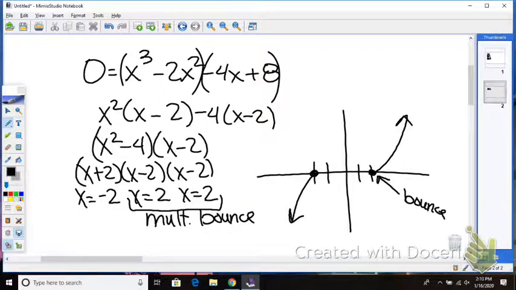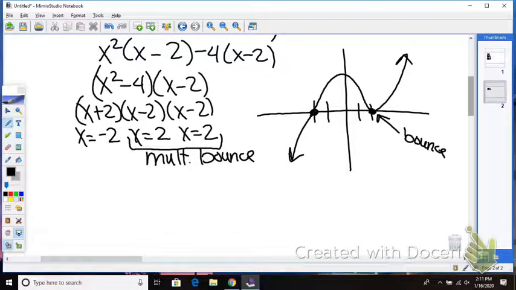I have x equals 2 twice. So what happens with this graph is it looks something like this, and it comes down, and it bounces off and goes back up. So anytime you have a multiplicity of 2, you're not going to go through that x-intercept. You're going to touch and go back up, which you'll be able to tell with your end behavior that there's something going on.